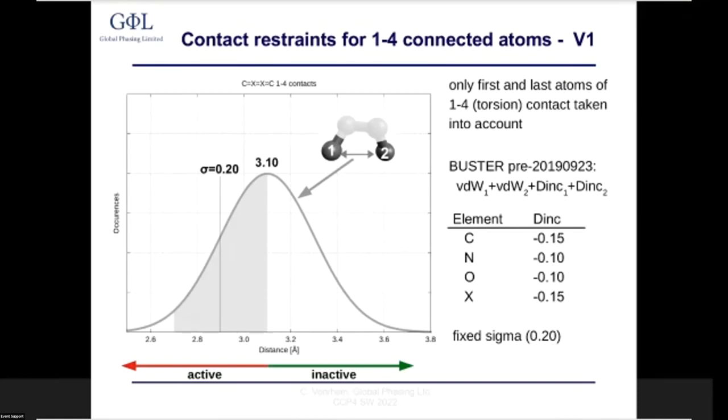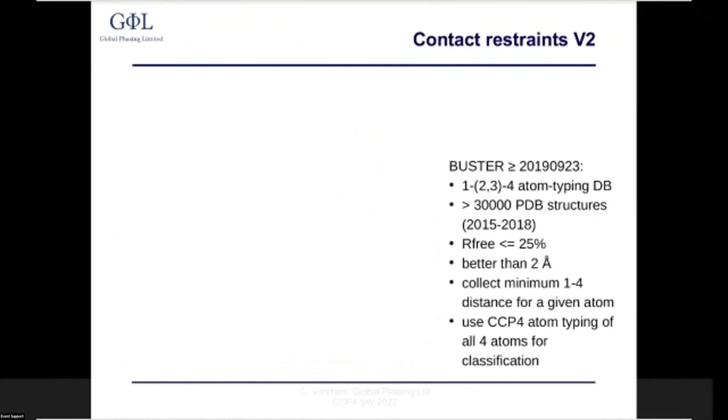But is that element-specific adjustment enough? Can we really ignore those central 2 atoms and their chemistry? To check if some more fine-grained distinction between different types of 1,4 contacts is required, we analyzed over 30,000 PDB structures of good quality. For every atom, we calculated all 1,4 contact distances to find the smallest of those distances. Each contact was classified according to the CCP4 atom type of all 4 atoms involved.